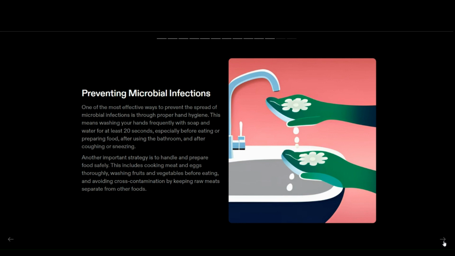Preventing microbial infections. One of the most effective ways to prevent the spread of microbial infection is through proper hand hygiene. This means washing your hands frequently with soap and water for at least 20 seconds, especially before eating, preparing food, after using the bathroom, and after coughing or sneezing. This includes cooking meat and eggs thoroughly, washing fruits and vegetables before eating, and avoiding cross contamination by keeping raw meats separate from other foods.